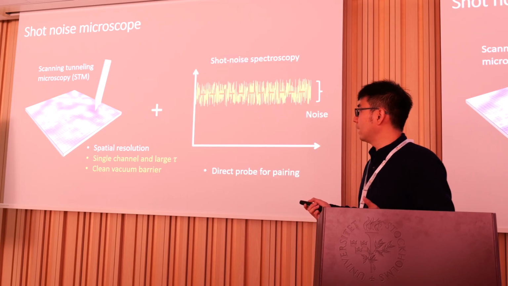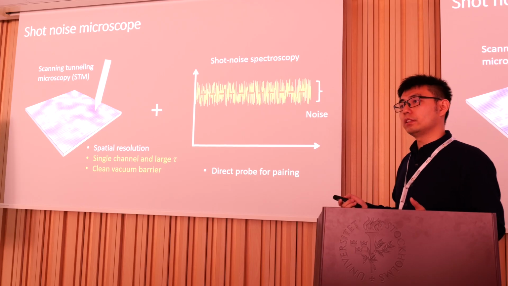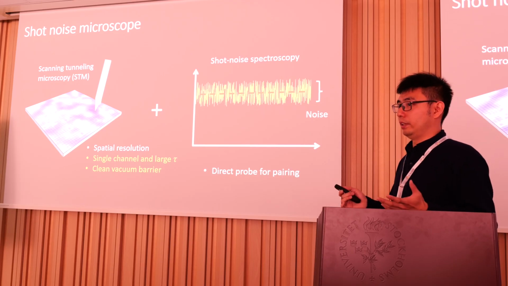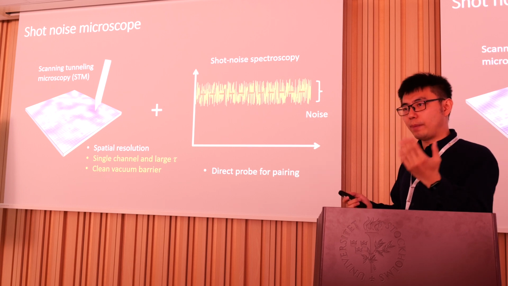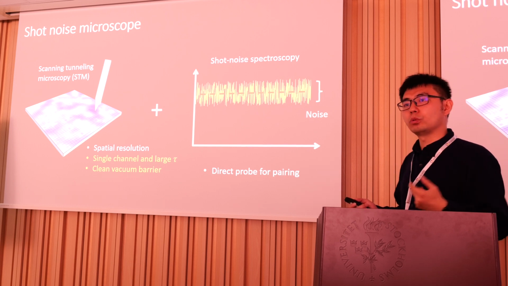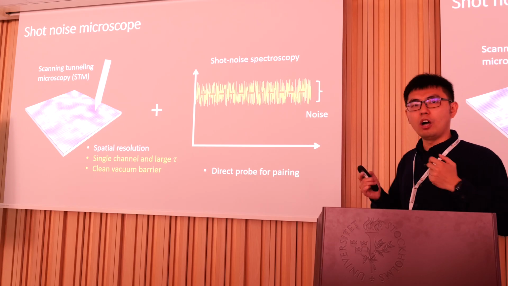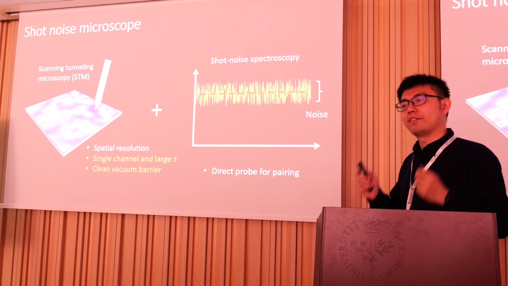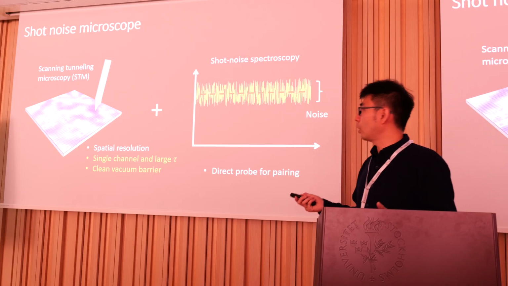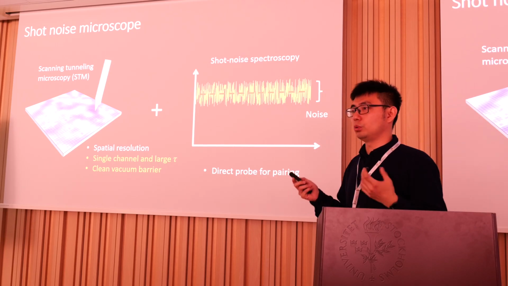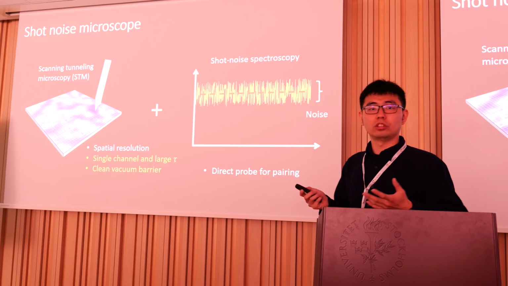And a good thing is that in the STM, we can do noise measurements because we have tunneling current in the STM. If we measure the fluctuation of this tunneling current, we can measure the noise. And we don't lose the spatial resolution. This means we can also have an atomic scale effective charge measurement. So in our lab, we try to combine these two things to reach a new method. It's called shot noise microscope.